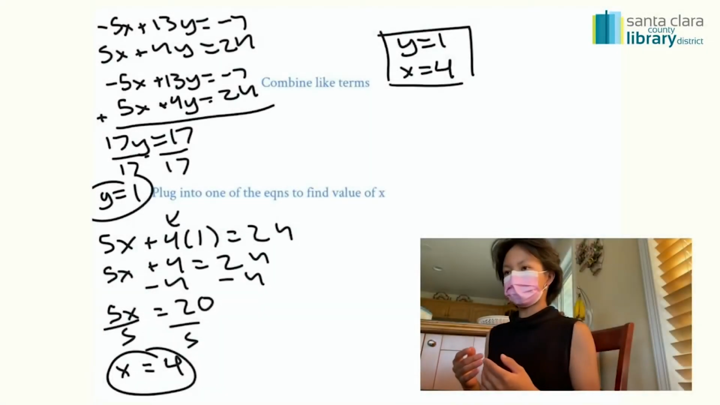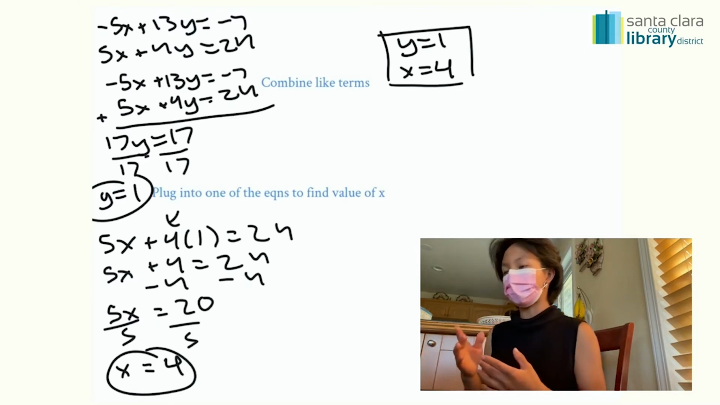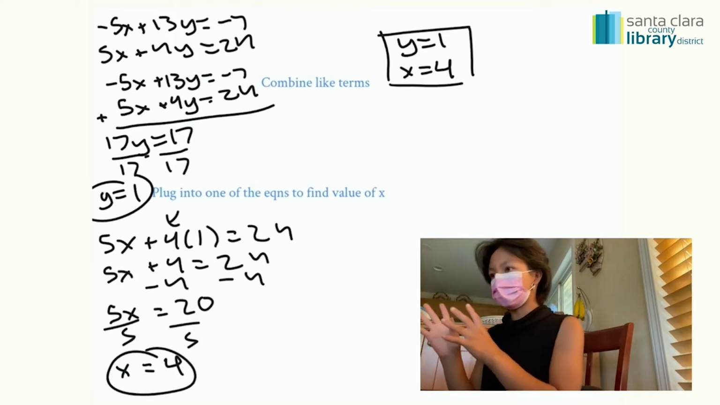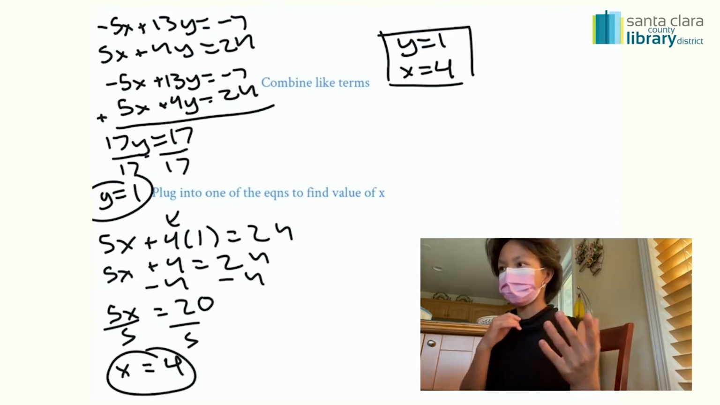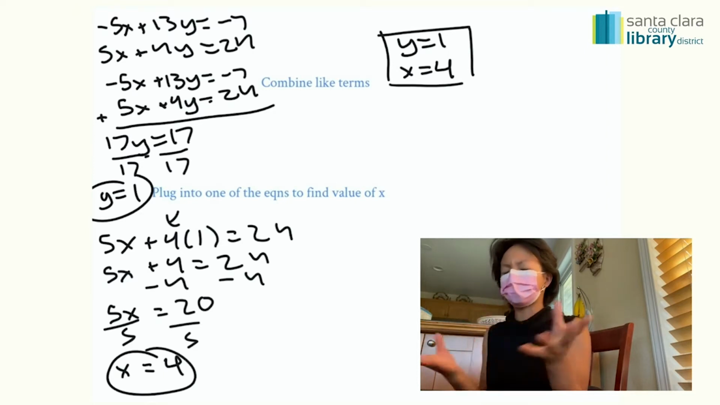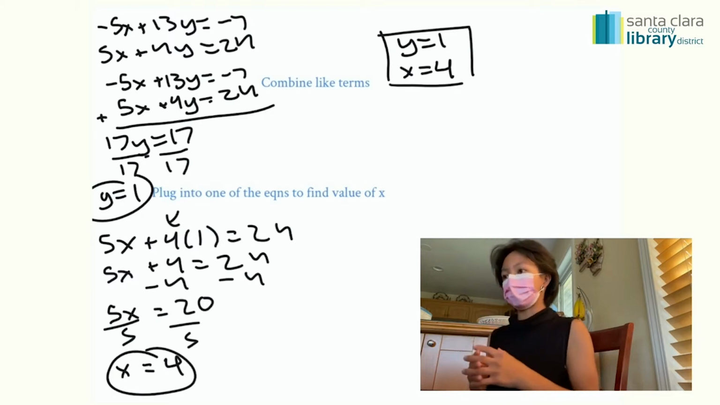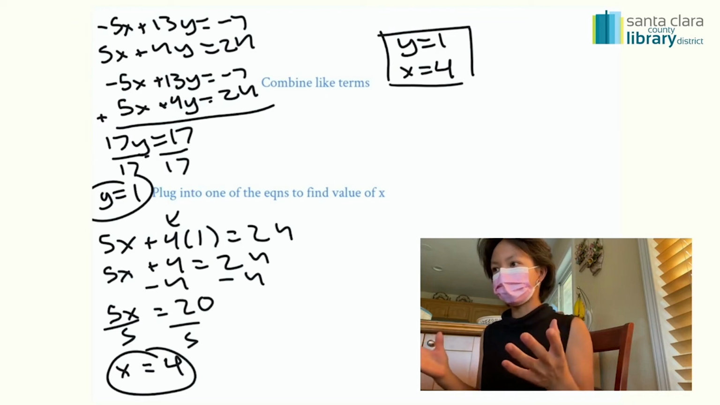Here's an example of using the elimination method. We have the system of equations negative 5x plus 13y equals negative 7 and 5x plus 4y equals 24. We can already see that if we can cancel out the x variables, we have to look for patterns between the x variables or the y variables. And we know that negative 5x plus 5x, if we combine those like terms, we get 0. And so we can cancel those out. All we have to do is add the equations together.